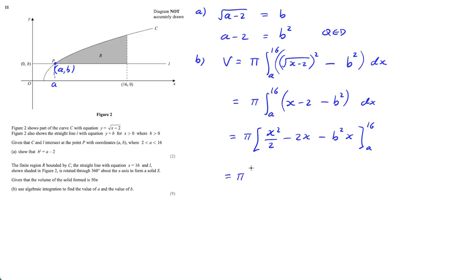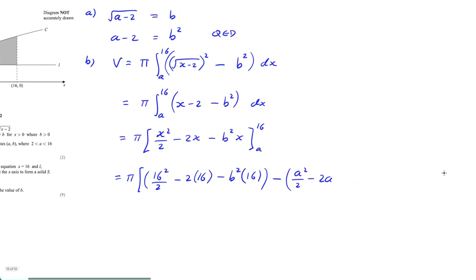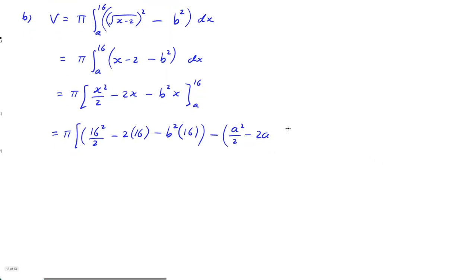It's 16 squared over 2. It is then minus 2 times 16 minus b squared times 16, close brackets, minus, open brackets, then a squared over 2 minus 2a, and then a in here, minus b squared a, close this, and then close this. Okay, this is the volume.